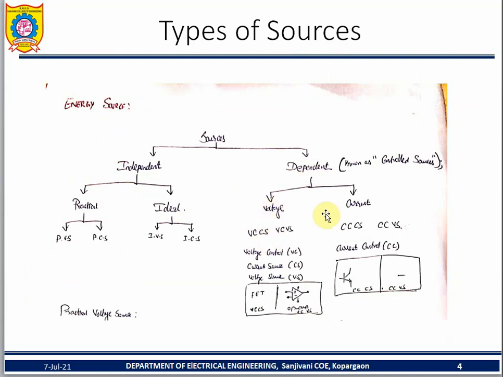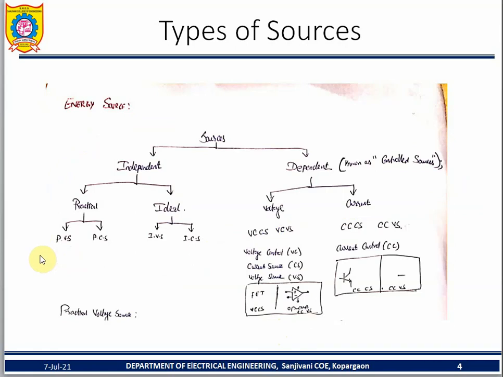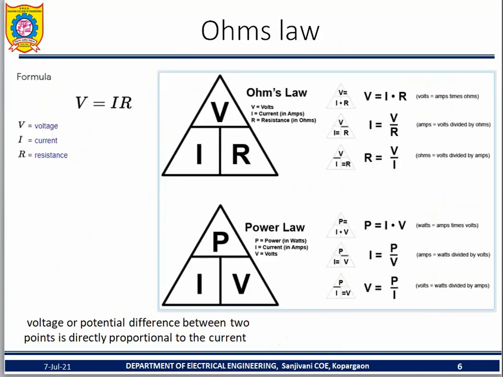So this source is also further classified. There are controlled sources: voltage controlled current source, voltage controlled voltage source. Similarly, current controlled current source, current controlled voltage source. If you want to learn about these, fine, otherwise you can know up to this point. So that is generally about the sources. Okay, fine, then let's move to the next one, Ohm's law.